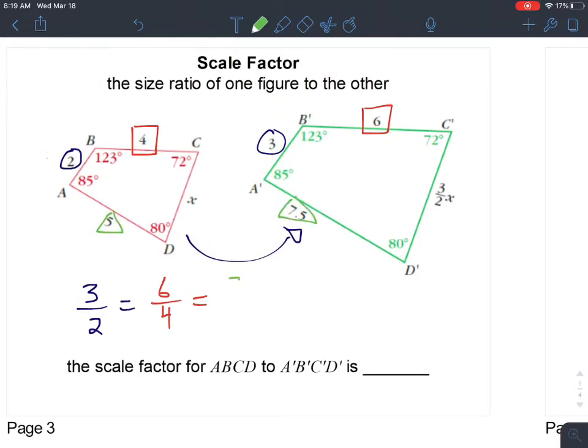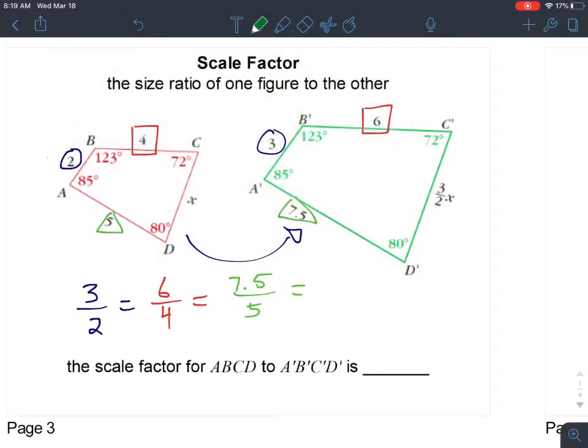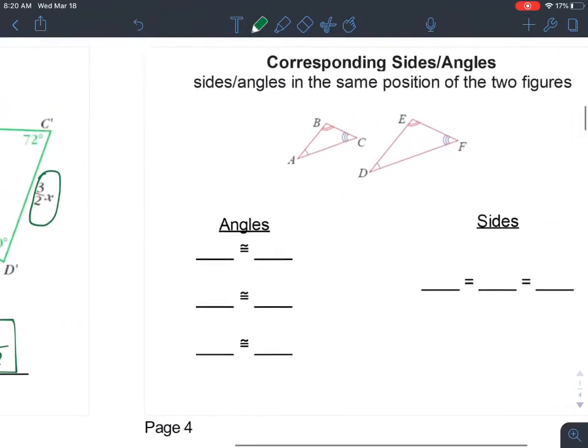Then we're going to do it with 5 and 7.5. Again, doing the right shape divided by the left shape. 7.5 over 5 does turn into 3 over 2. And then the last one that we have is going to be 3 halves x over x. And that one, the x's would cancel and we would be left with 3 halves. So it turns out in this case, the scale factor taking us from the first shape to the second shape is 3 halves.